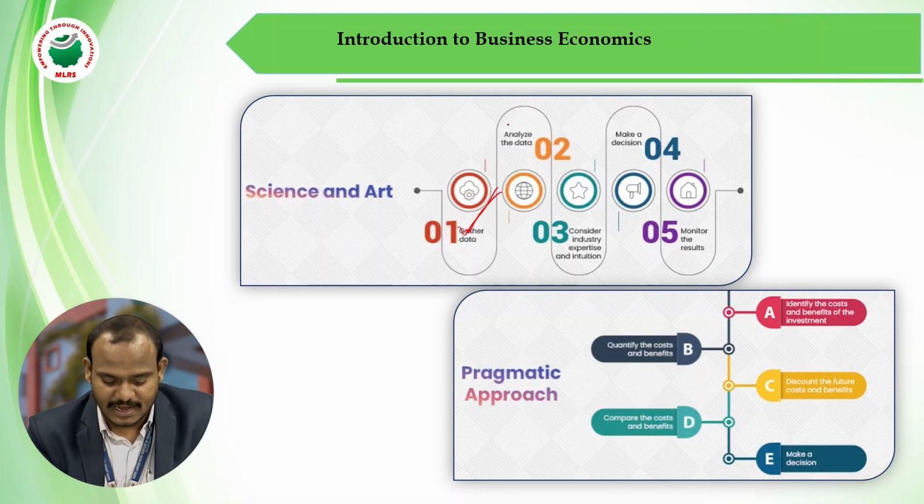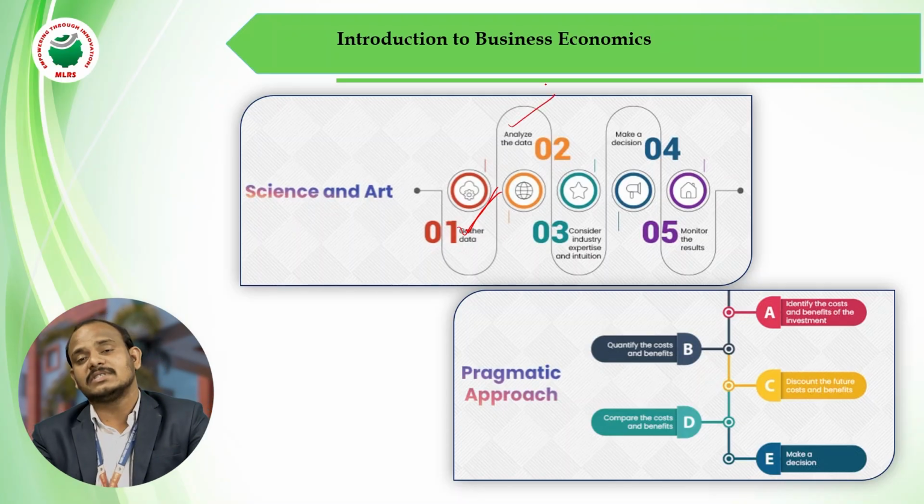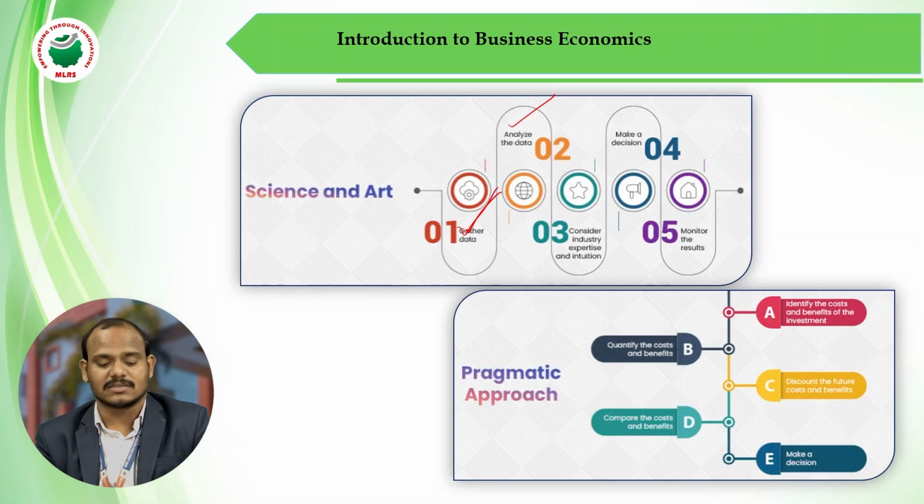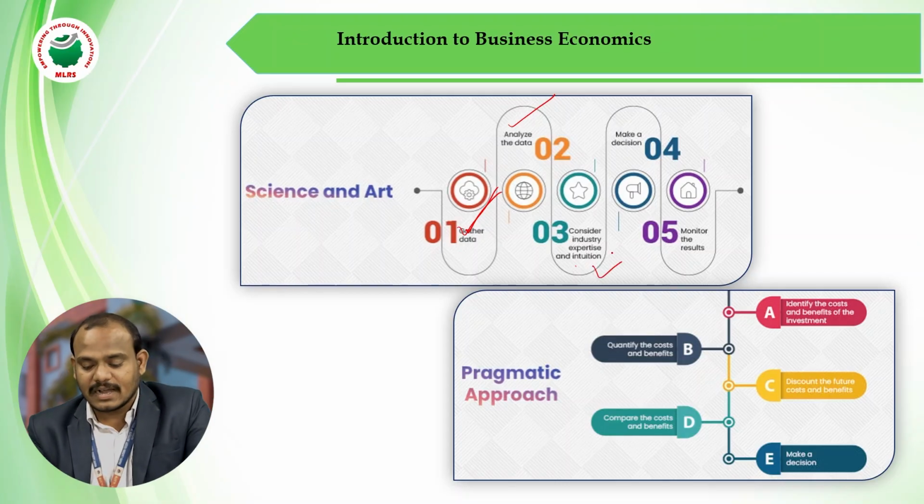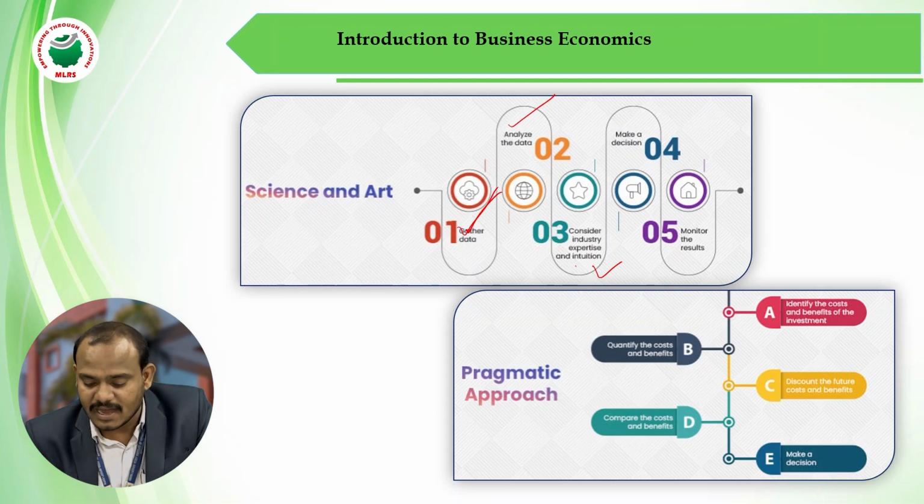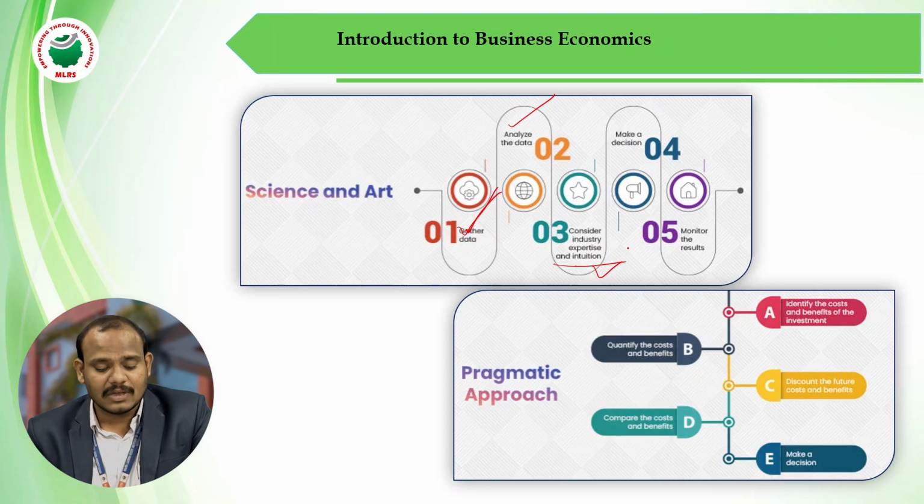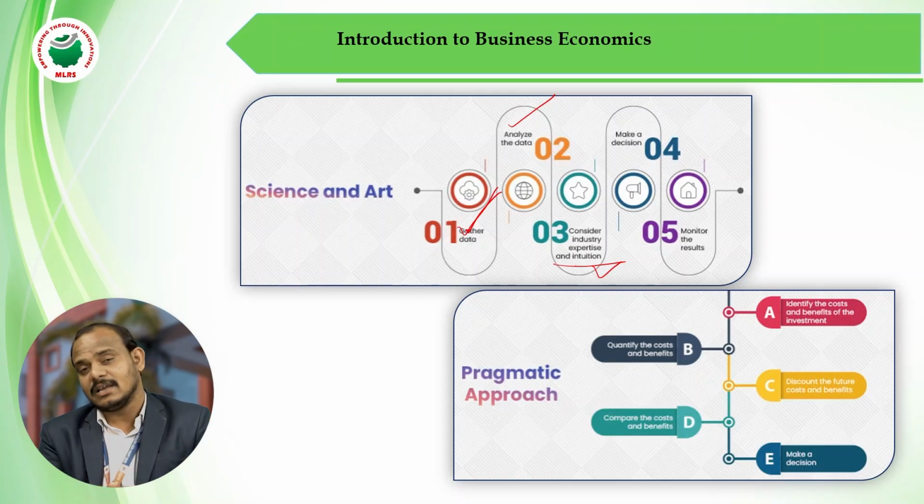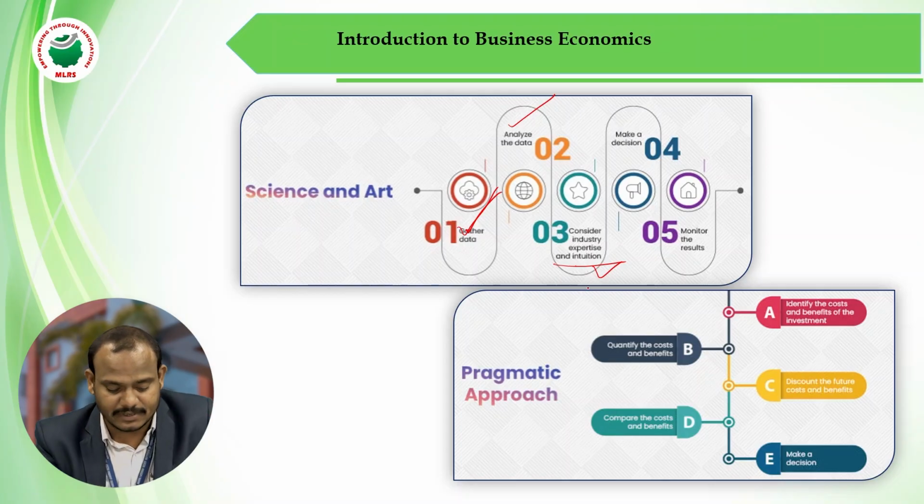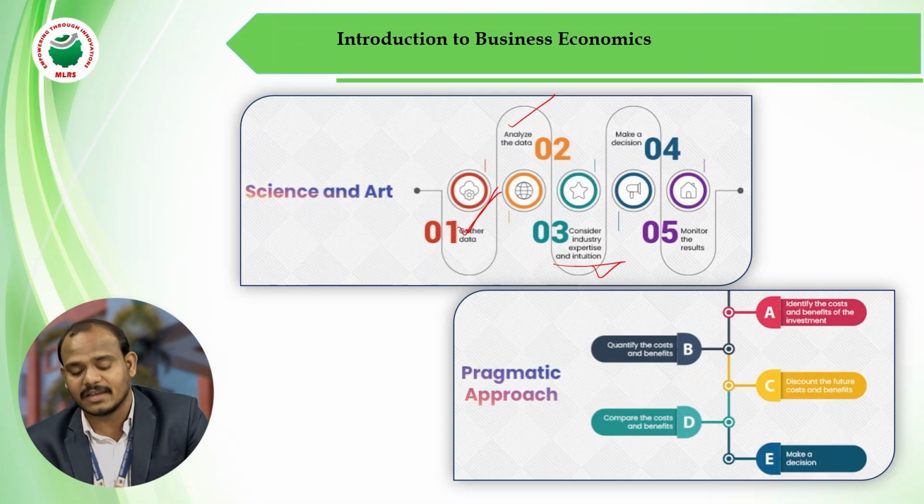The next step is analyzing the data. How we process the information, identify the patterns, and look for meaningful insights. And next, move to step 3, consider industry experience and intuition. This is where the art comes in. Experienced marketers use their insight, instincts, creativity, and understanding of human behavior to interpret the data in a practical way. Next one is make a decision.